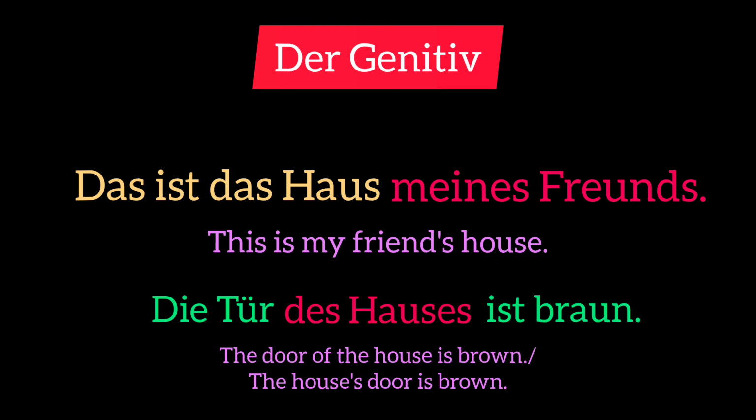Another example, die Tür des Hauses ist braun. Die Tür des Hauses ist braun. So whose door is brown? The door of the house is brown. So here too, the noun das Haus has been declined and changed to des Hauses to signify that the door belongs to the house.